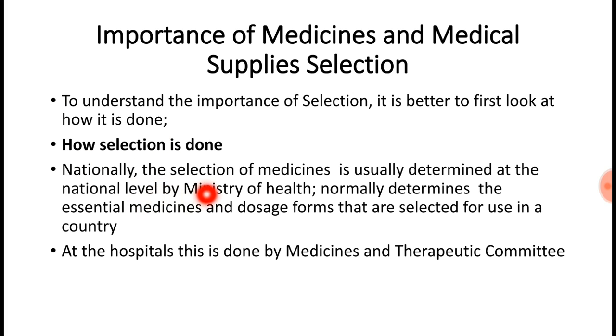Nationally, the selection of medicine is usually determined at the national level by the Ministry of Health. Wizara ya Afya kwa level ya kitaifa ndiyo inayodetermine tunachagua dawa gani kwa ngazi ya kitaifa kwa health problem fulani. This Ministry of Health normally determines the essential medicines.